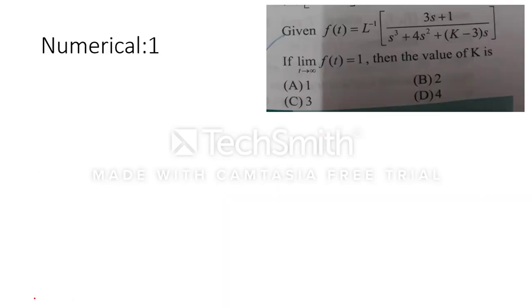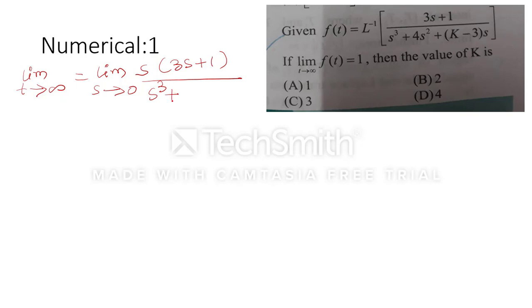Now, numerical one. The equation given to us is (3s plus 1) divided by (s cube plus 4s square plus (k minus 3)s). It is given that limit t tending to infinity of f(t) equals 1, and we have to find the value of k. If you remember the final value theorem, limit t tending to infinity in the time domain becomes limit s tending to 0 of s multiplied by F(s). Here F(s) is given as 3s plus 1 in the numerator, and in the denominator s cube plus 4s square plus (k minus 3) into s.